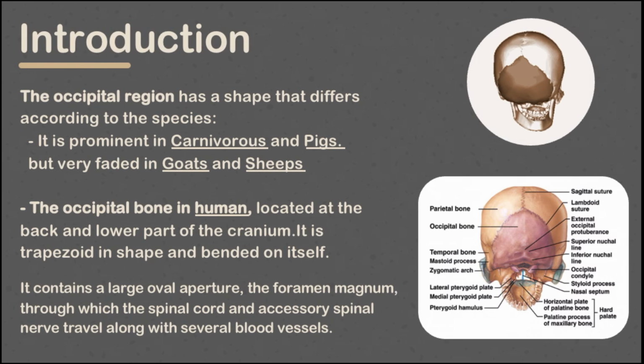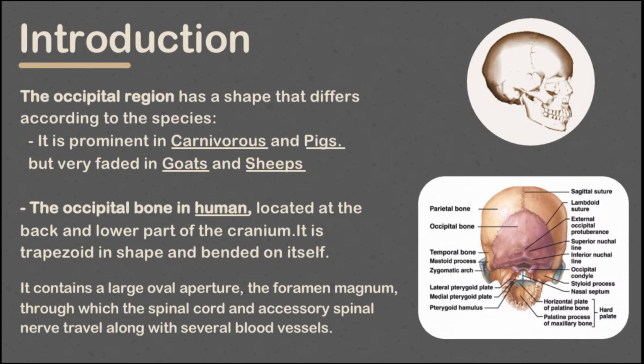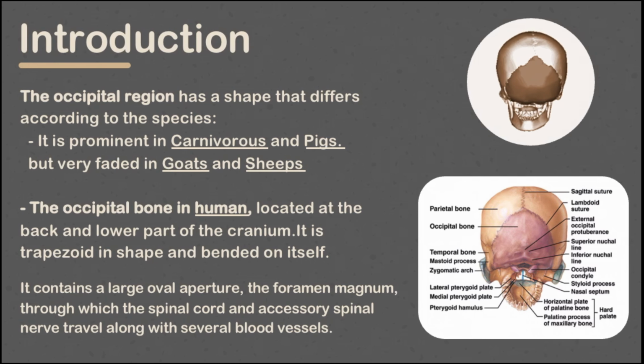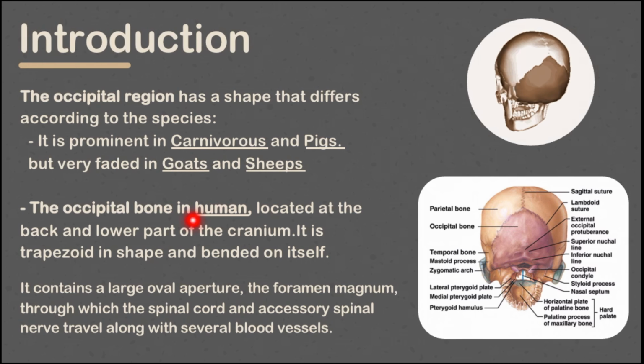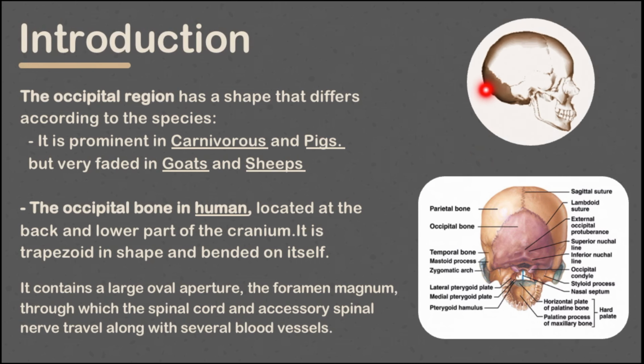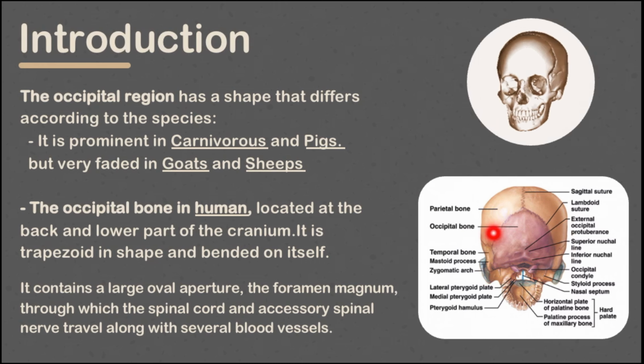The occipital region has a shape that differs according to the species. It is prominent in carnivores and pigs, but very faded in goats and sheep. And what we are going to talk about in detail is the occipital bone in human, which is located at the back and lower part of the cranium. It's trapezoid in shape and curved on itself.